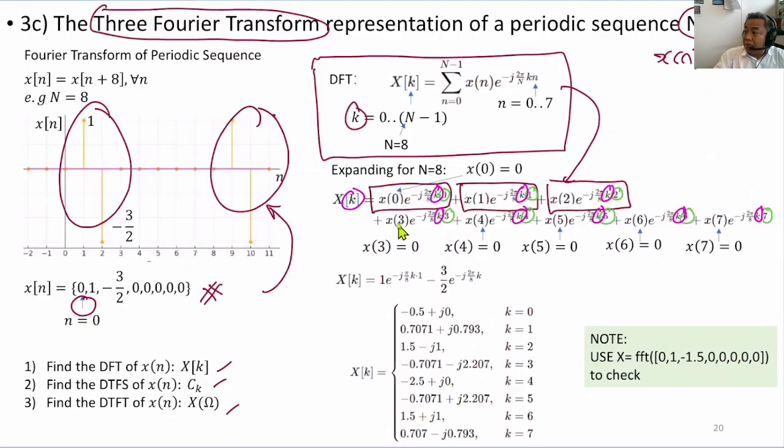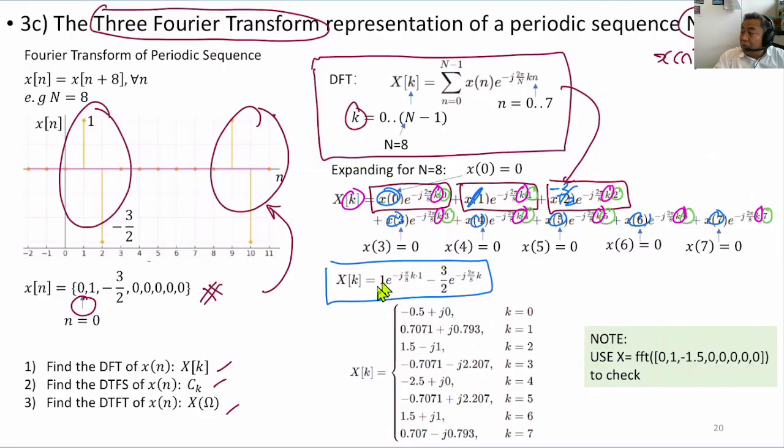What about the small x[0], x[1], x[2]? Well, you substitute this value. x[0] is 0. So now let's use a blue. This guy is 0. This guy is 1. This guy is -3/2. This guy is 0, 0, 0, 0, 0. So basically, we have reduced this equation into here.